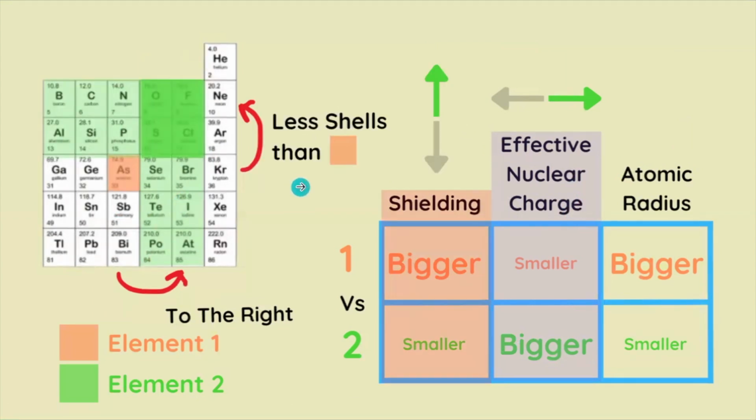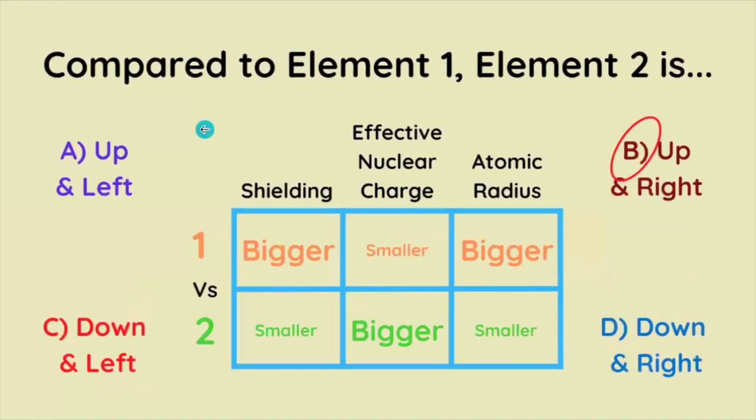So if we put both factors together, the fact that 1 has bigger shielding, 2 has bigger effective nuclear charge, we can see that element 2 must be over here in relation to element 1. Or if we had element 1 as Sn, it would be over here. Regardless, element 2 is going to be up and to the right relative to element 1 on the periodic table.